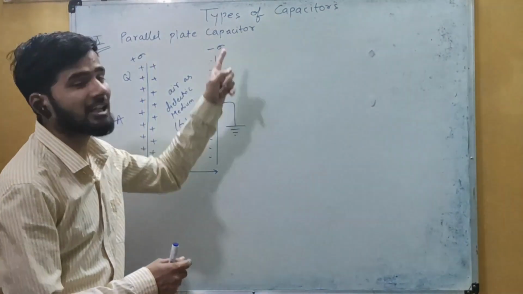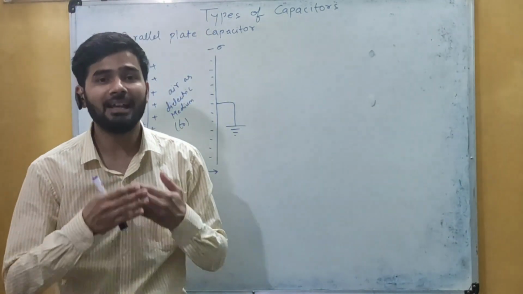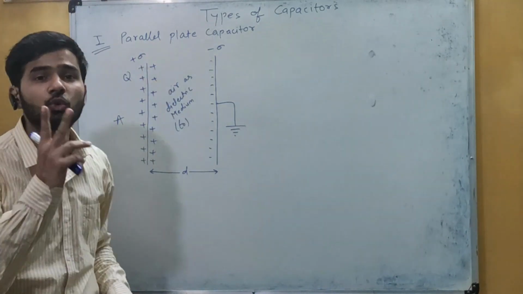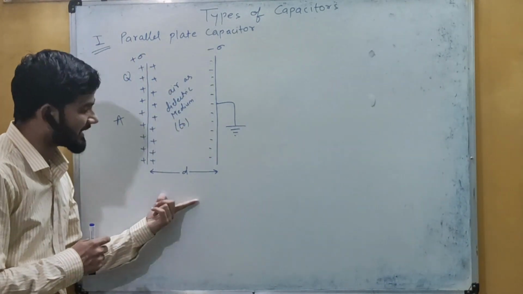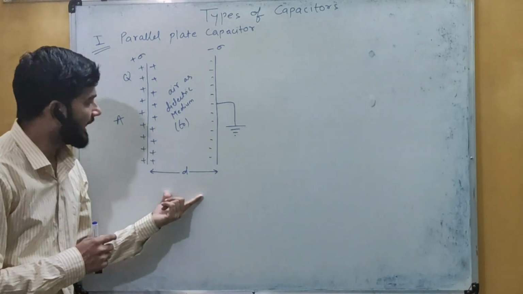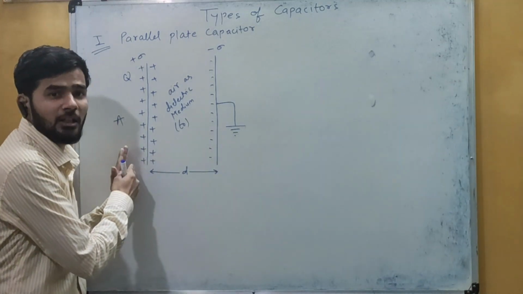So first one is the parallel plate capacitor. Now what is the meaning of parallel plate capacitor? Now as the name suggests here, we have two parallel plates, which are kept at a distance of d and having the area A. Now here we have the two parallel plates.